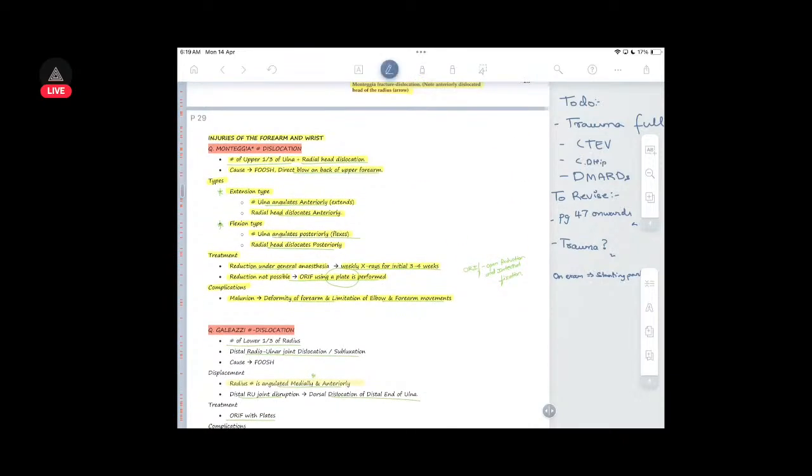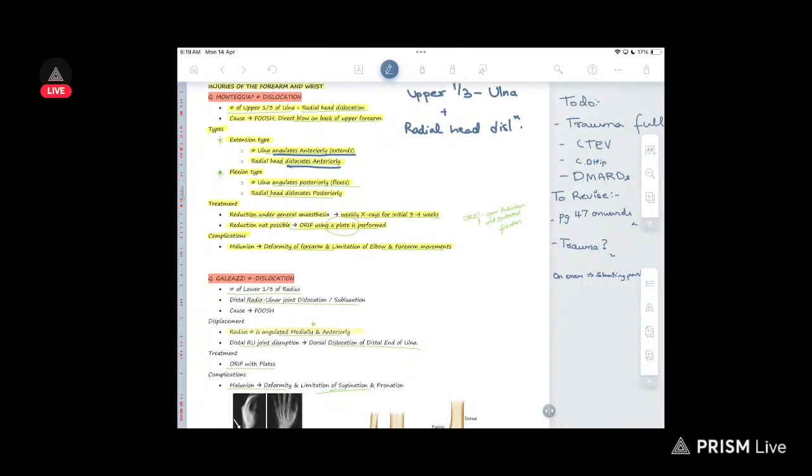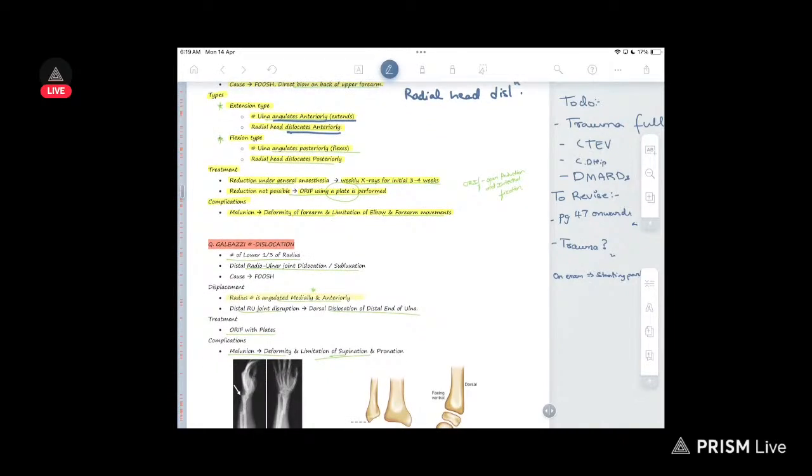So Monteggia is upper third of ulna plus radial head dislocation. The ulna angulates anteriorly in the extension type, and the radial head dislocates anteriorly. Both of them occur anteriorly, and in flexion type, posteriorly and posteriorly. But this angulates and this dislocates.